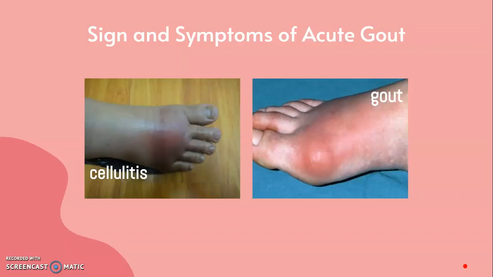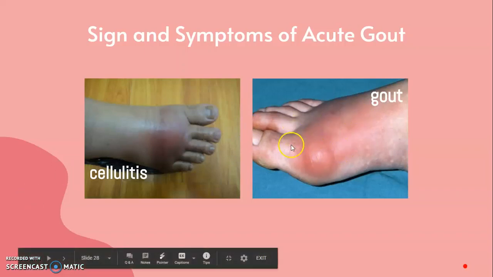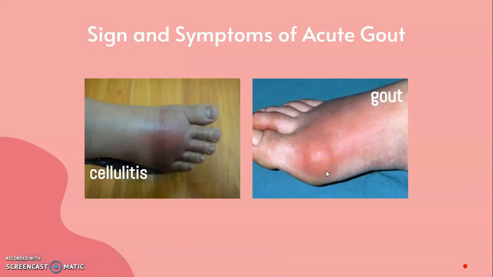And if the inflammation occurs at the metatarsophalangeal joint of the big toe, the condition is called podagra, as you can see here on this picture. Besides, okay, let's just briefly compare between cellulitis and gout. As you can see on this picture, the swelling and the redness actually expands beyond the joint, and it affects multiple digits, as you can see here.